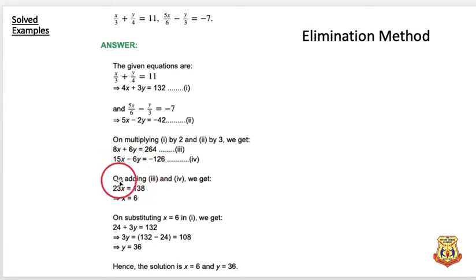Now adding equations 3 and 4, we get the x value, which is 6. And then on substituting x is equal to 6, if we put this x value in equation 1, then we get the y value. Very easy. So hence the solution is x is equal to 6 and y is equal to 36.